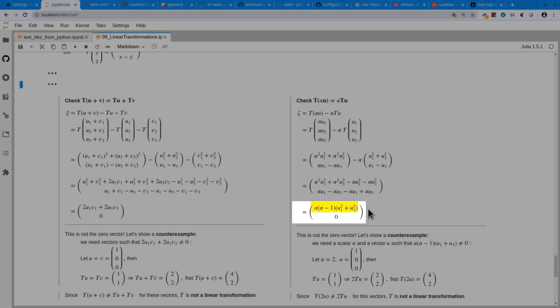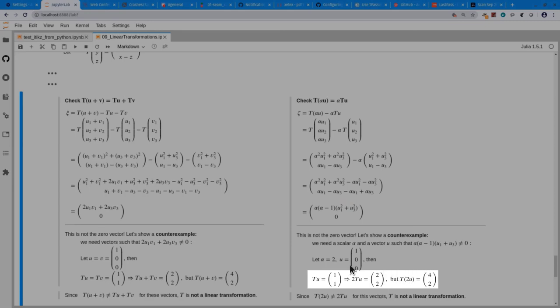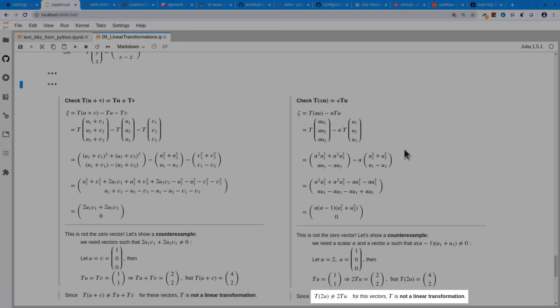Looking at that expression, it doesn't look like 0, but again, let's try and produce a counterexample. So I have to pick an alpha and a u vector such that this expression in the first entry is not equal to 0. Now, if you think about it, alpha can't be 0 or 1, so let's pick alpha equals 2, and for u1 squared plus u3 squared non-zero, let's just pick the vector (1, 0, 0) again. So let's compute Tu. Tu turns out to be (1, 1), and therefore 2 times Tu turns out to be (2, 2), but T applied to 2u, to the vector (2, 0, 0), ends up at (4, 2). And again, those two results are not the same. T of 2 times u, for this particular vector u, and 2 times T of u are different. And therefore, this check also says that T is not a linear transformation.